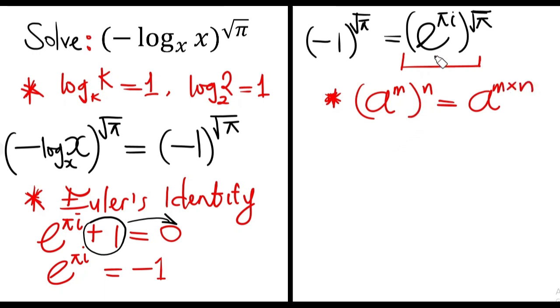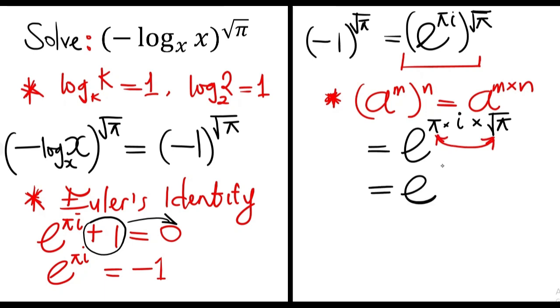If I do the same thing to my expression here, it becomes exponential of pi multiplied by i, then multiplied by root of pi. Definitely I'm going to relate pi to pi, and if I bring that together, I have pi multiplied by root of pi, but root of pi is still the same thing as pi raised to the power of half, then multiplied by i.